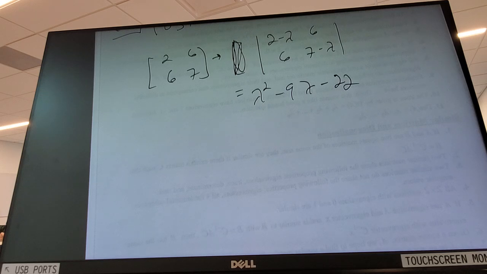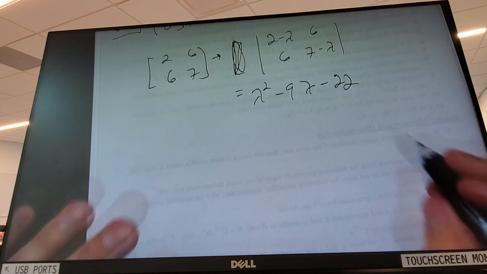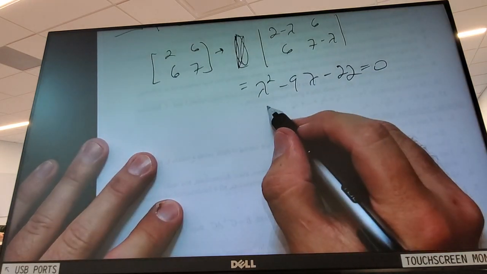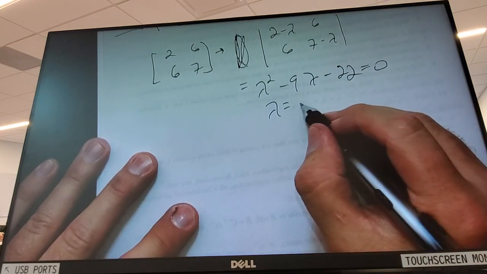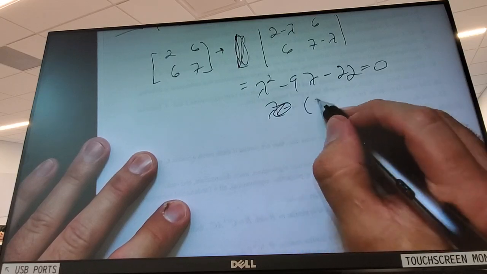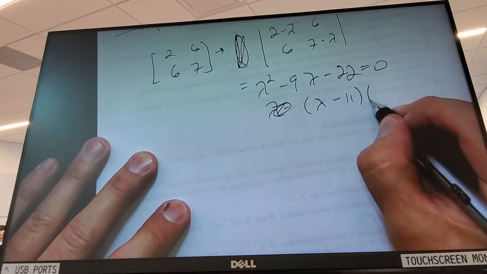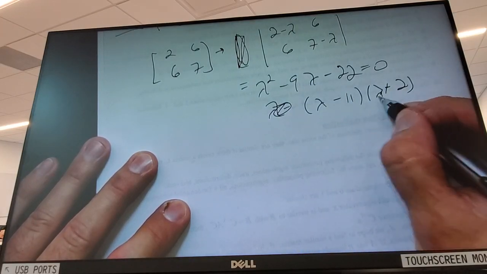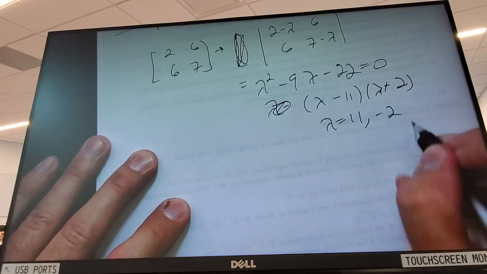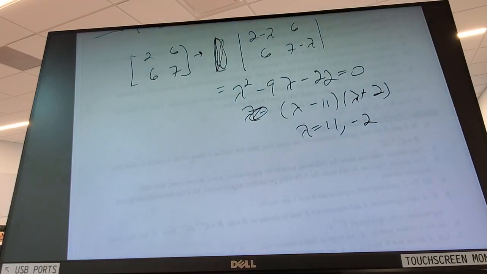Real quick, this is going to apply to section 6.3, but I just want to start with this. Are you all cool with what I just did? And then of course I get the eigenvalues. If I factor this, I get minus 11 plus 2. Yes? 11 and negative 2. So that would be semi-definite, because it's a mixture of positive and negative.